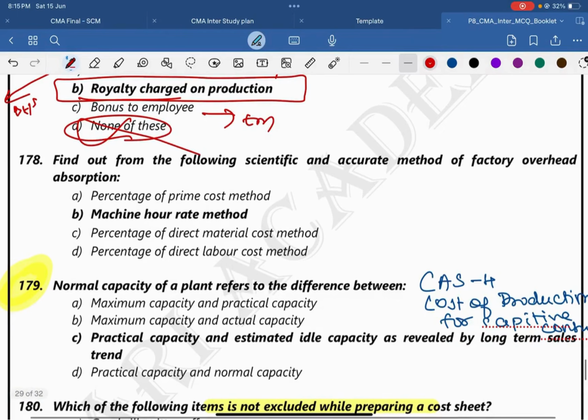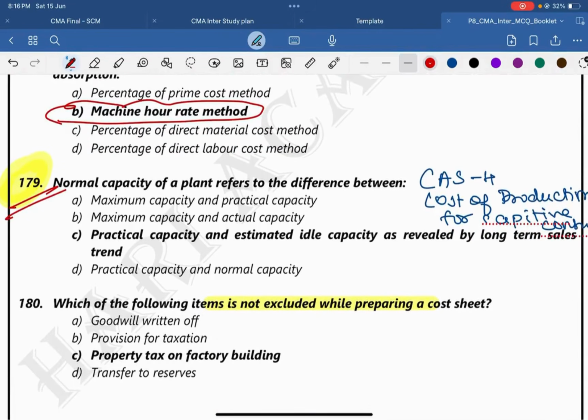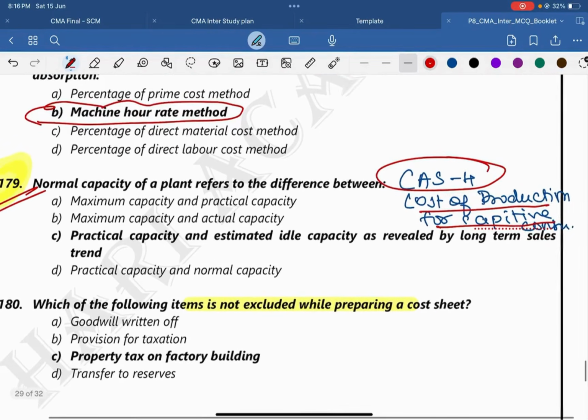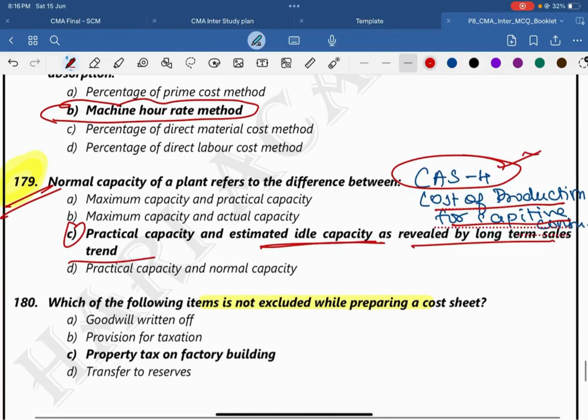Then 178: find out from the following the scientific and accurate method of factory overhead absorption. Basically the traditional method of approach is the machine hour rate method. So we will go with that scientific and accurate method. Then 179, the important question, you may refer under cost 4, cost of production for captive consumption. Next, maximum capacity and practical capacity. Normal capacity of a plant refers to the difference between maximum minus practical, no. Maximum and actual, no. Practical capacity and estimated idle time as revealed by the long term. You can refer cost 4.